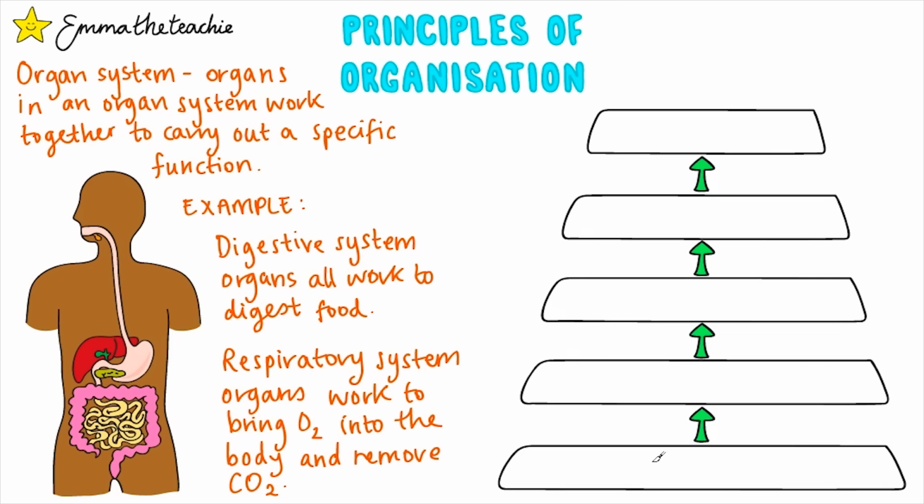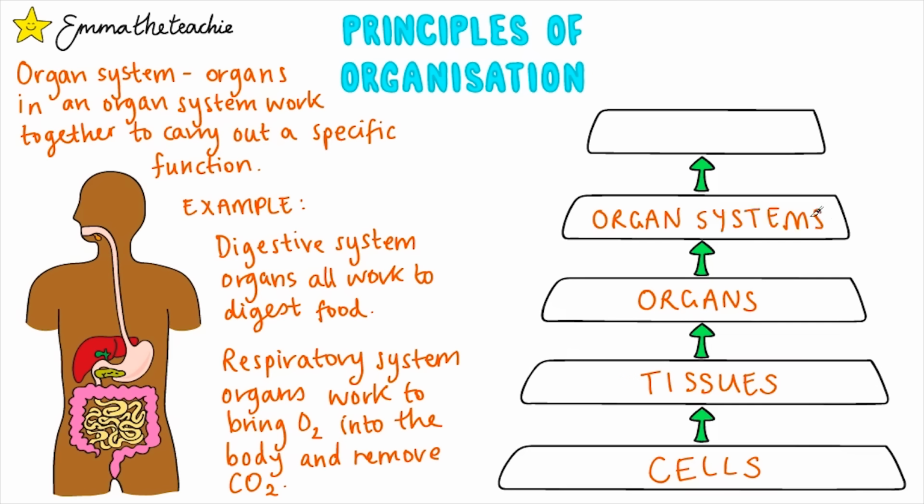Let's take a look at the final hierarchy. At the bottom, we've got cells, which build up into tissues, which build up into organs, and lots of organs make an organ system. And what do you think is at the top? Yep, it's the whole organism itself. For example, a human.